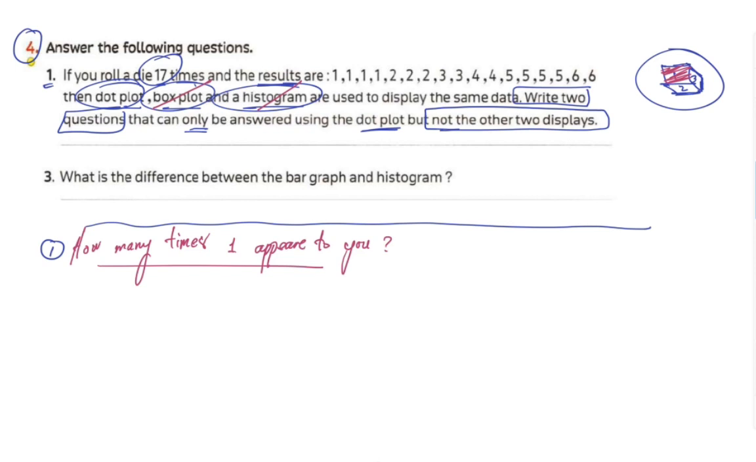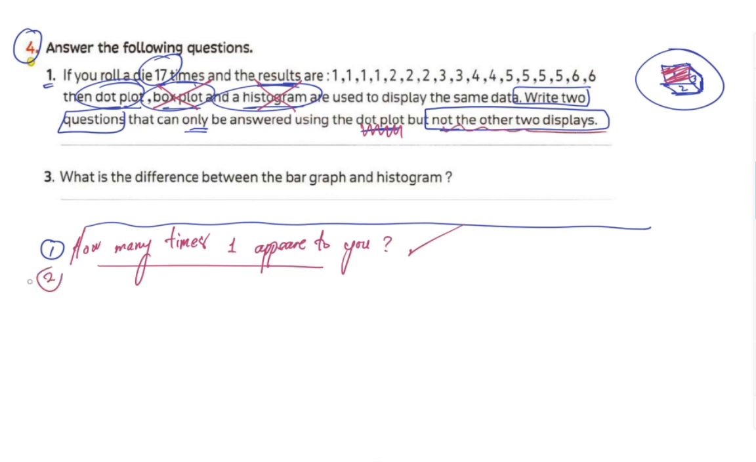Why? Because box plot, it's not one of the 5 summary numbers, and histogram, it's not an interval, it's just one individual number, individual data. So this question is correct. I can answer it using dot plot, just dot plot, not the other two displays.